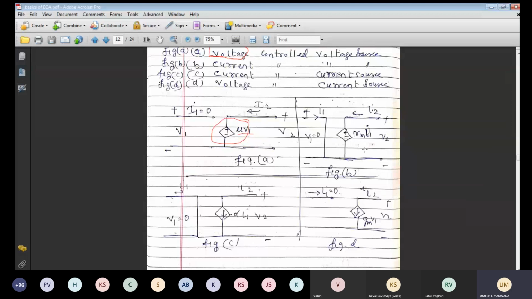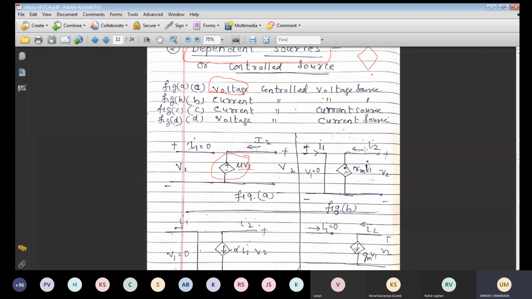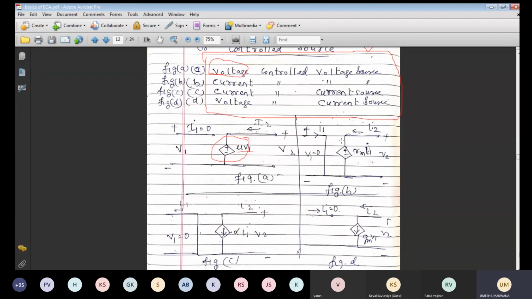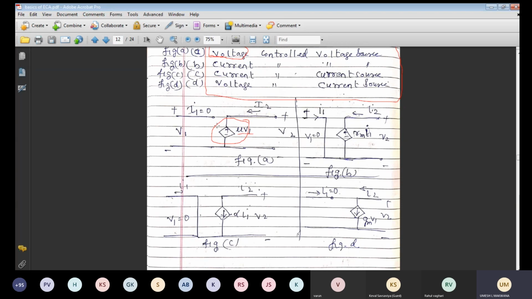So today we'll discuss this, because in your syllabus you have to solve problems of node analysis or mesh analysis with the help of dependent sources. Independent sources you also have to solve, but you have to analyze the circuit with dependent sources: voltage dependent voltage source, current dependent voltage source, voltage dependent current source, and current dependent current source. So this is the voltage dependent voltage source.